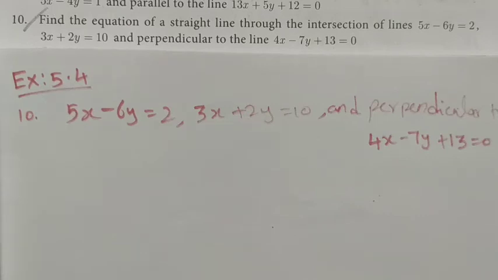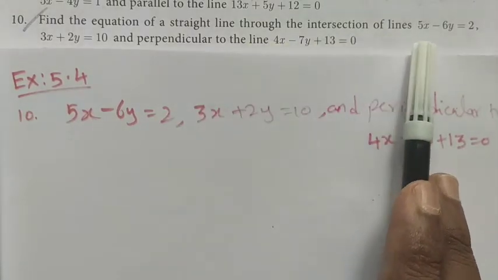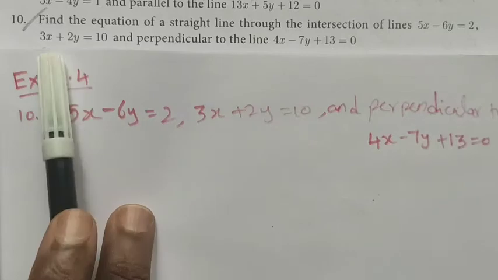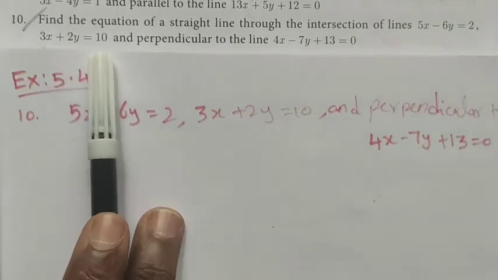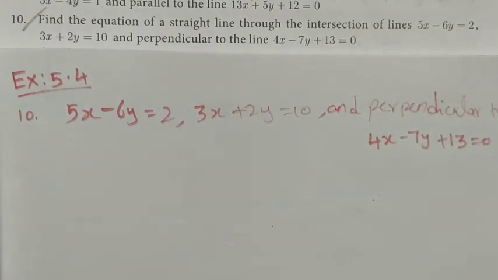Class 10, Exercise 5.4, question number 10. Find the equation of the straight line through the intersection of the lines 5x minus 6y is equal to 2, 3x plus 2y is equal to 10, and perpendicular to the line 4x minus 7y plus 13.